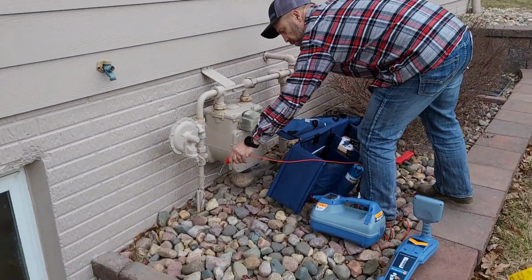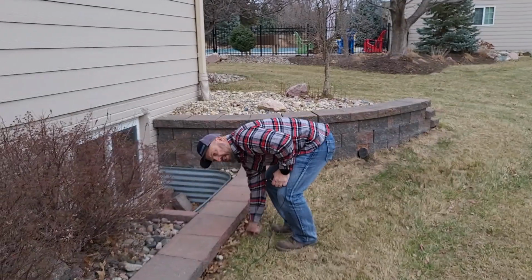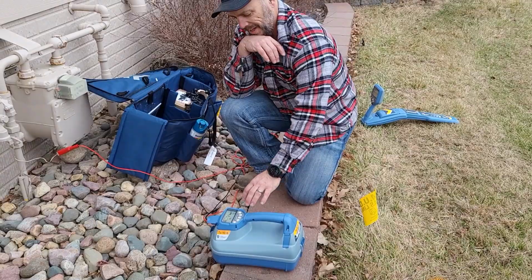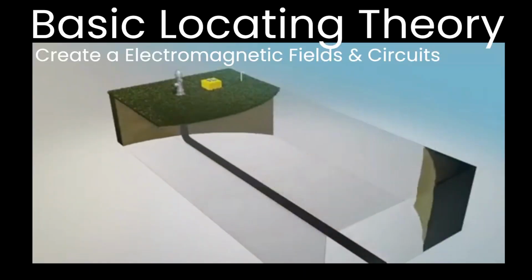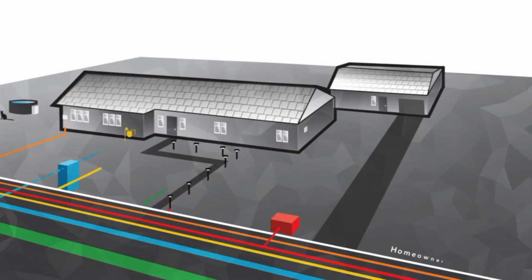The most accurate way to locate underground utilities is called active locating. Active locating is the process of applying an electrical current, an identifiable frequency, to a conductor, and that current is going to want to flow. It's going to want to move those electrons, and the voltage is going to push them down the line.